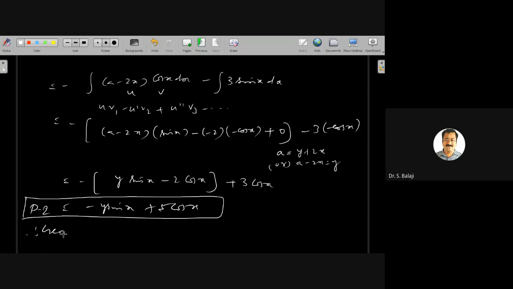Therefore, the general solution is CF plus PI. PI 1 of y plus 2x, PI 2 of y plus 3x, plus 5 cos x minus y sin x.